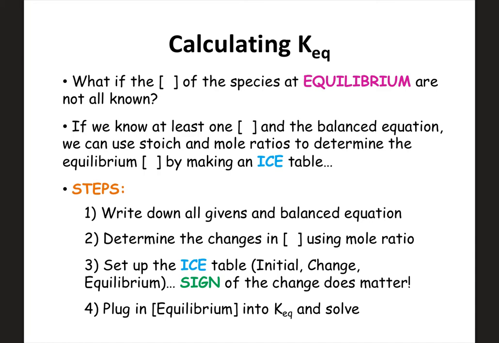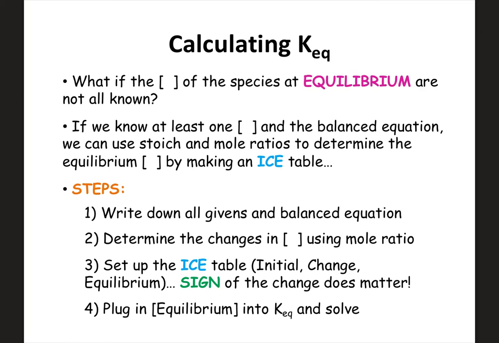All right, so this is the version of the problem where we know one of the concentrations at equilibrium. That's key. We know at least one of the concentrations at equilibrium, but we don't know all of them. So you would write down all your givens in the balanced equation. You determine the change in concentration using the mole ratio, and then you'll set up your ICE table. I'll show you what this looks like, but ICE stands for the initial, the change, and then your concentration at equilibrium. And the sign of the change does matter. We'll look at this as we go through. Right now I'm just giving you a general idea. And then once you do have all your concentrations at equilibrium, you can plug into KEQ and solve.